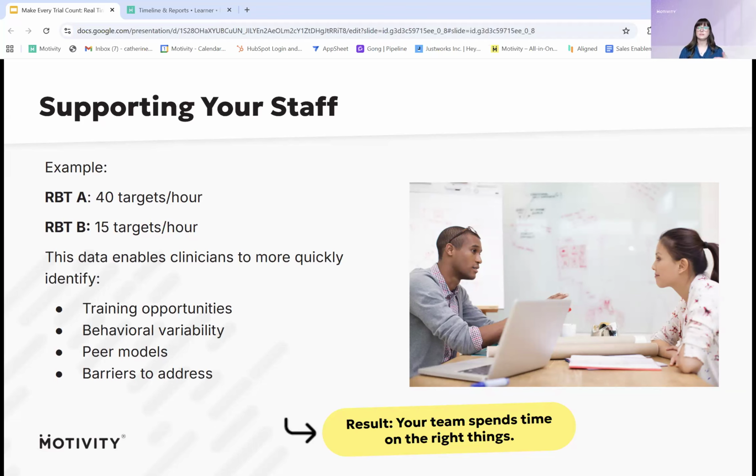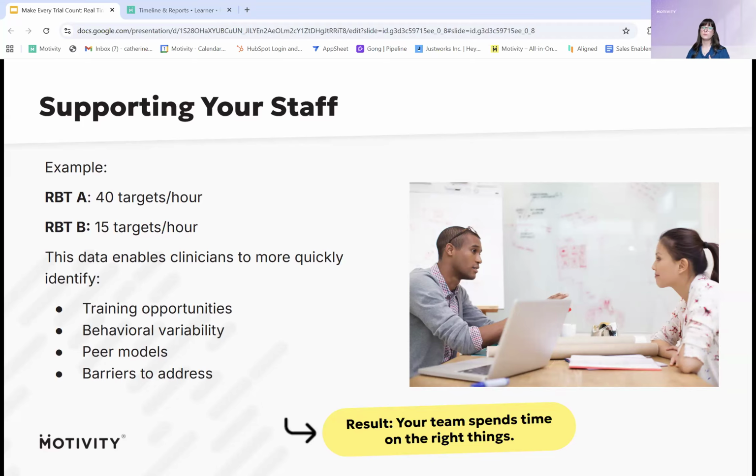Are they using some antecedent strategies? Are there other tools that they're maybe using more effectively than RBTB? Or alternatively, are we seeing that RBTA is avoiding certain programs or certain instructions, SDs, and therefore RBTB is seeing an overload of maladaptive behavior? So it already starts to guide you on what might be happening there. Potentially, RBTB just needs a little bit more support.